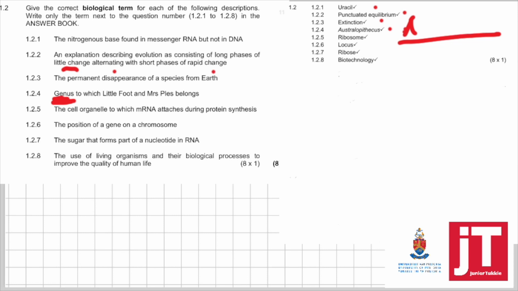1.2.5. The cell organelle to which mRNA attaches during protein synthesis. The organelle where proteins are made is the ribosome. 1.2.6. The position of a gene on a chromosome. One should know that as a locus. 1.2.7. The sugar that forms part of a nucleotide in RNA. Of course, RNA gets its name from that: ribose sugar. 1.2.8. The use of living organisms and their biological processes to improve the quality of human life. As soon as you see living organisms improve quality of life, that is biotechnology. Grade 12, when you're writing your terminology, make sure your spelling is very accurate.